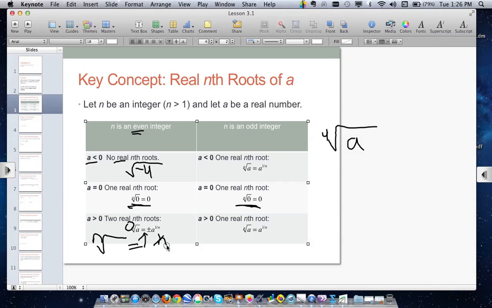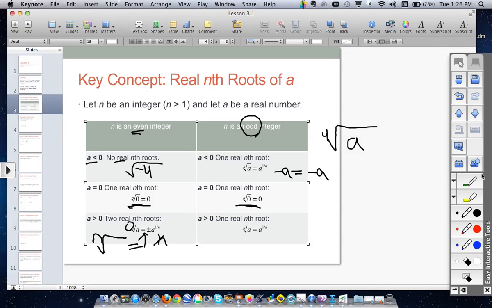Now, if your root is an odd number, then you're only going to have one real answer. If the a on the inside is negative, then it's going to be just whatever that sign is. Generally speaking, if a is negative, then the root is also going to be negative. And then if it's 0, of course it's 0. And then if a is positive, your root is going to be positive. So let's take a look at a few examples.